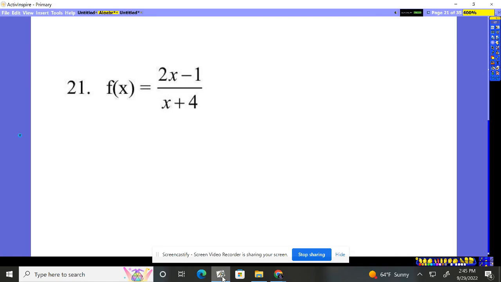Right, number 21, we want to know the domain here. Who can the x be? Can I plug in 10 and get an answer? Yes. Could I plug in 12 and get an answer? Yes. Well, let's think. This is a fraction.